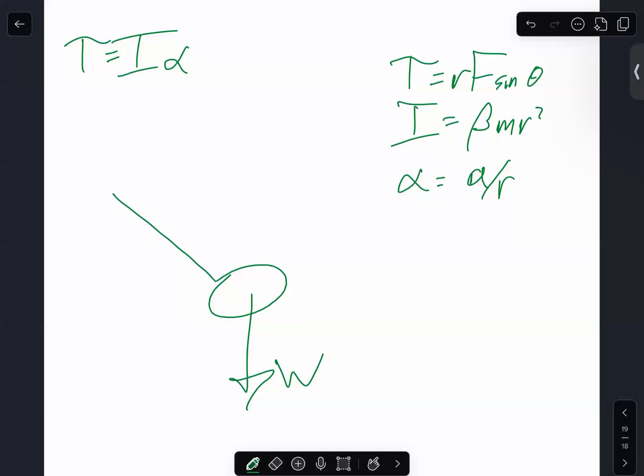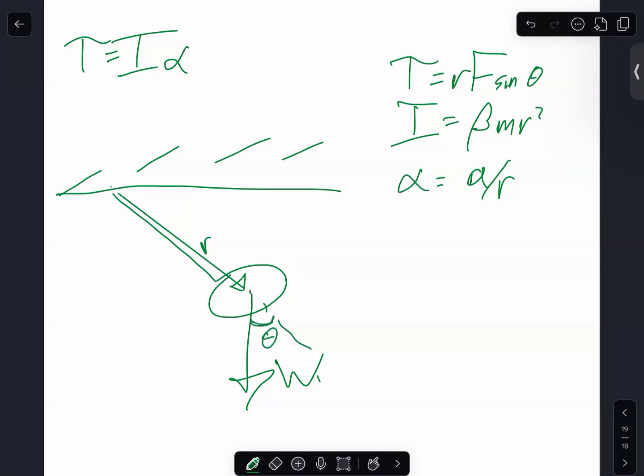Here is the direction of weight. If this is the pivot point, here's the ceiling. If this is the pivot point and that's the weight force, here is the R vector. It is the distance and direction, incidentally, from the pivot to where the force acts. That is the theta in R F sine theta.